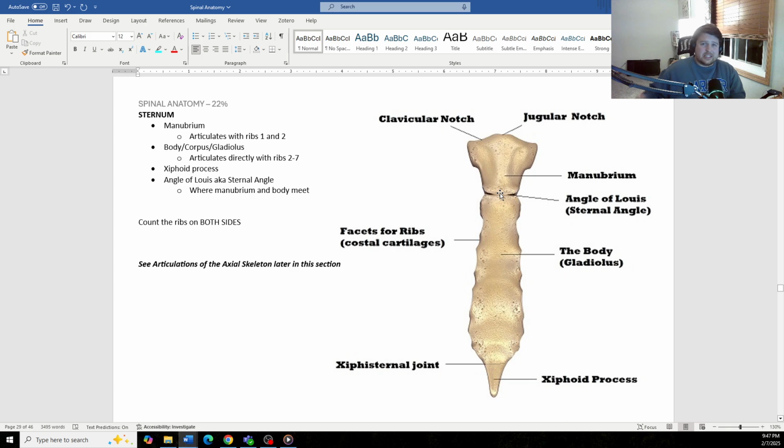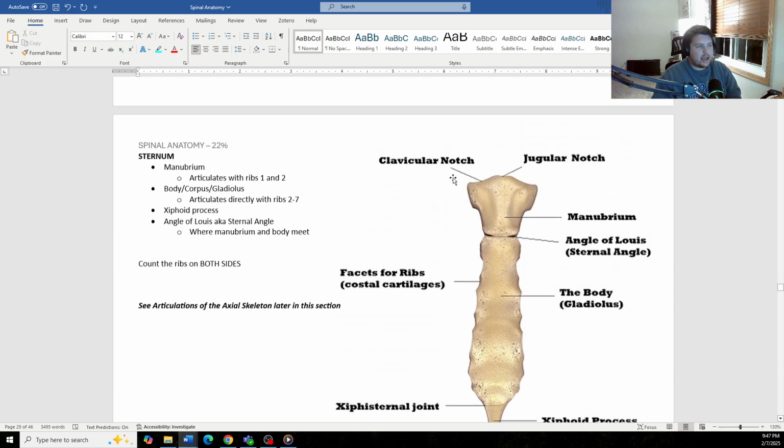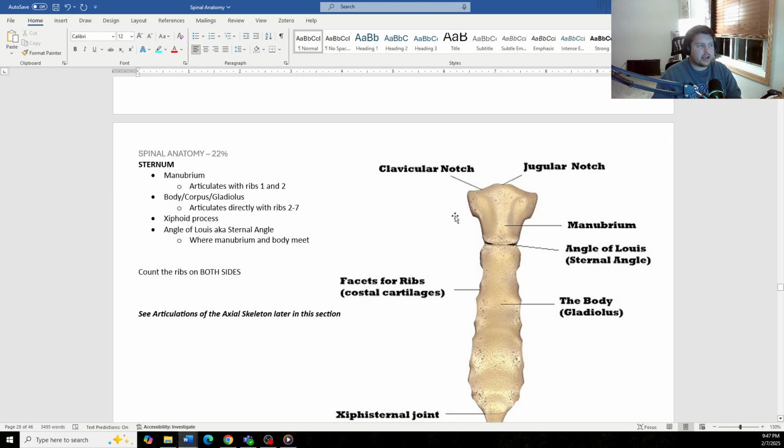This is more on the side of pathology, where when we are measuring the height of the jugular vein to see if we are worried about congestive heart failure, we measure from the angle of Louis, from this sternal angle. With the manubrium, we have up here the jugular notch as well as the clavicular notch. The clavicle connects right in there. And then ribs 1 and 2 connect to the manubrium.